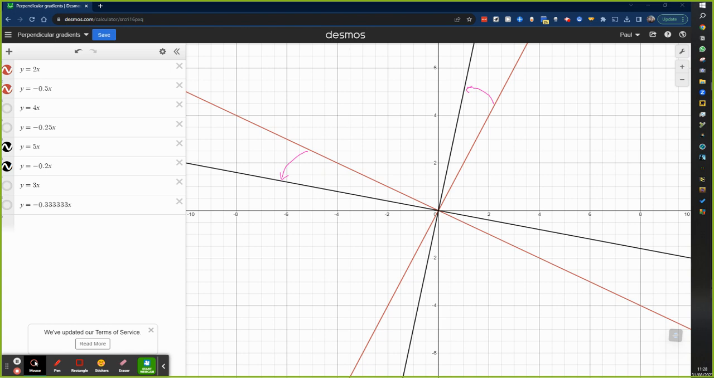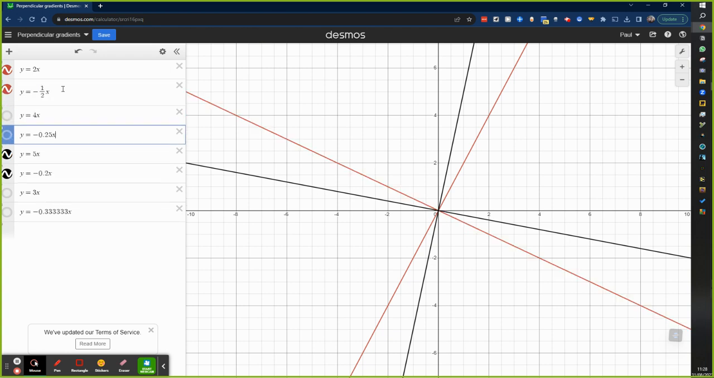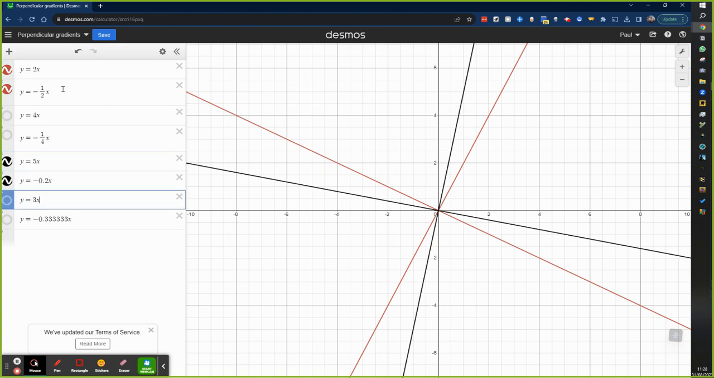that bit is to be expected, but next is to actually identify the pattern, and it's easier to do that if we think about these as fractions. So 0.5 is the same as a half, 0.25 is the same as a quarter, 0.2 is the same as a fifth, and 0.3, this should be 0.3 recurring actually, and that is 1/3.